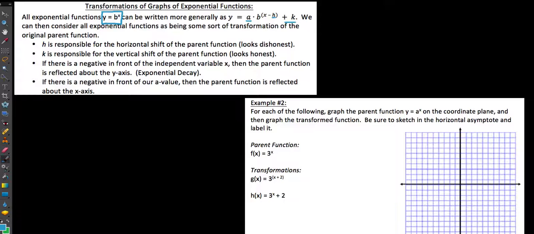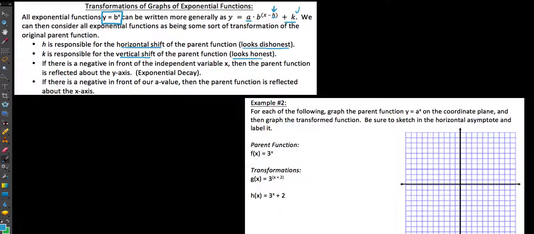It says that h is responsible for our horizontal shift of the function. What I write looks dishonest here. I mean to say that our h value is inside parentheses with our x, but there's a minus in front of it. And so whatever h is, it tends to look backwards from what it really is, whereas k is responsible for our vertical shift. When we talk about vertical shift, k is our sole shifter, and it looks honest. Having a positive in front of it in this formula means that it's going to look like what it actually does there.